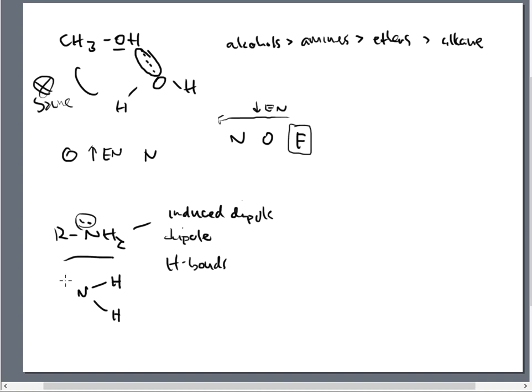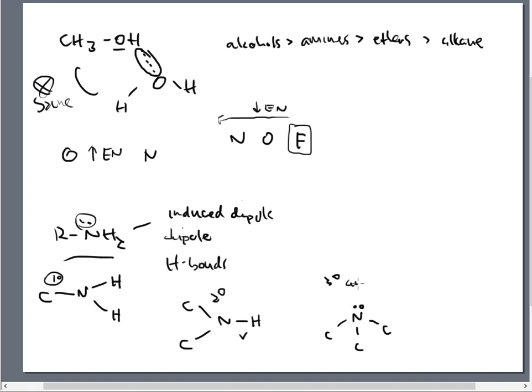Now, with the family of amines, notice what I said: primary, secondary, tertiary. This is a representation of a primary amine group. We can also have a secondary amine group, which is a nitrogen attached to maybe two other carbons. Notice that this still participates in hydrogen bonding, as well as dipole and induced dipole. Tertiary, though, is a little bit problematic. Tertiary is a nitrogen connected to three other carbons, and there are no hydrogens here.